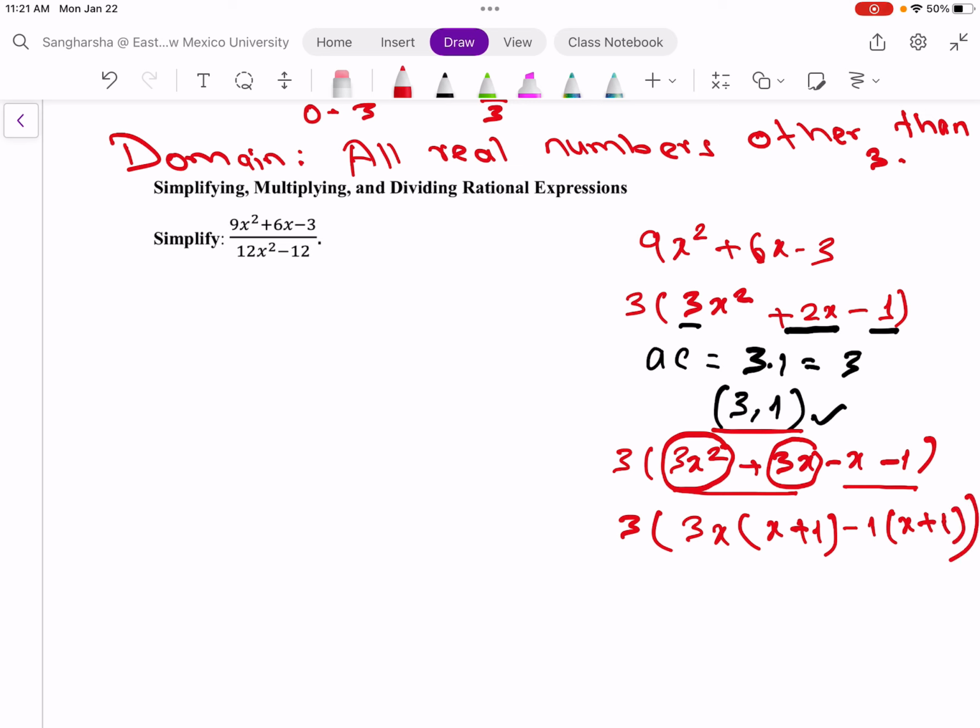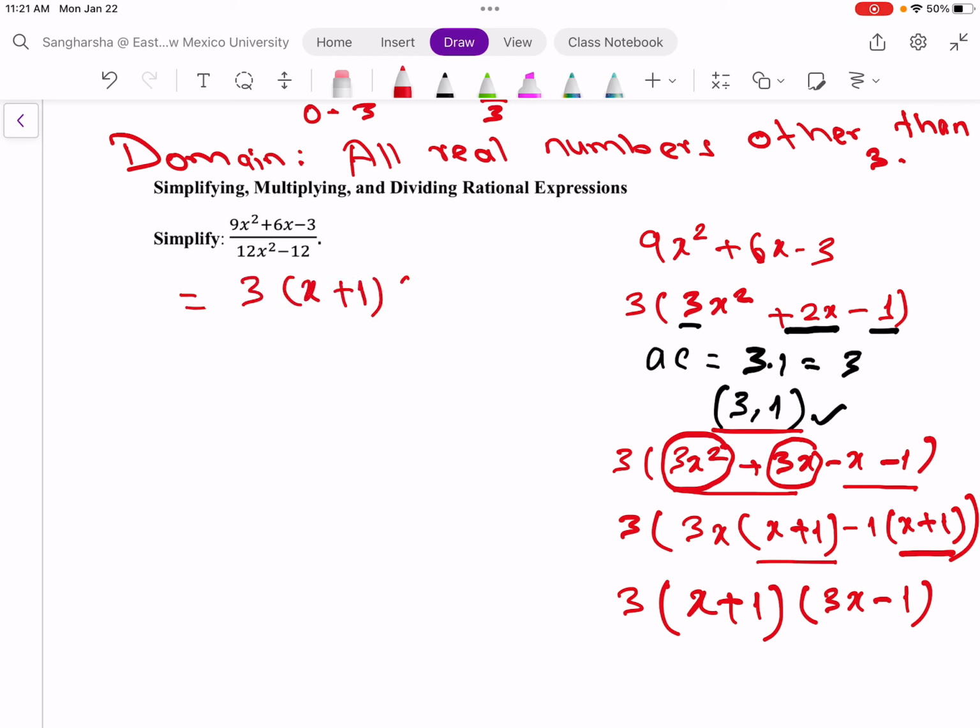Now we again have a common factor, x plus 1. So we factor out x plus 1, and then we have the remaining 3x minus 1. So this is the complete factorization of our numerator. Here we have 3 times x plus 1 times 3x minus 1. So this is the factored form of our numerator.